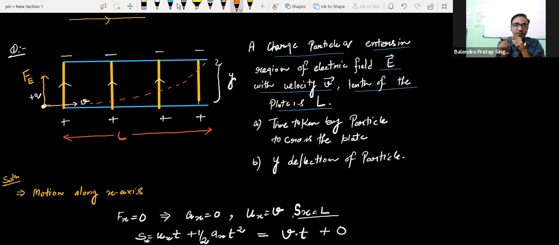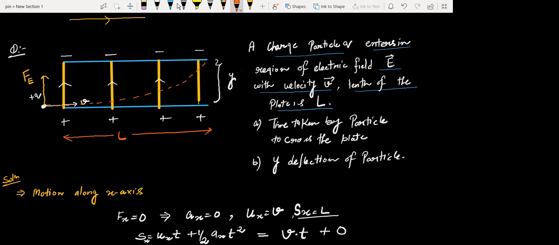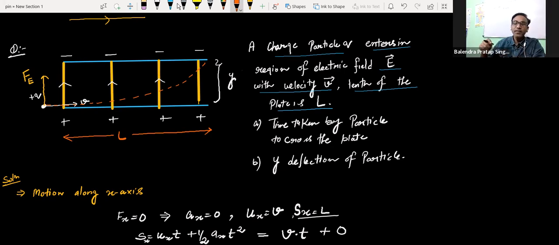Is it clear? The problem is clear? Sir, can you explain how the electric field is opposite? How is the electric field opposite? The electric field is not opposite. As I discussed in my previous class, when a particle has positive charge, it will experience a force along the same direction of the electric field.